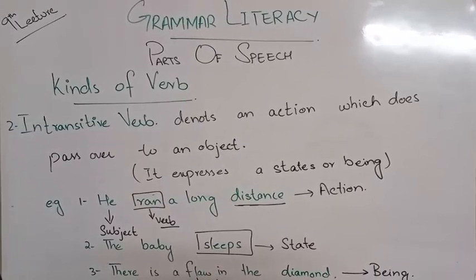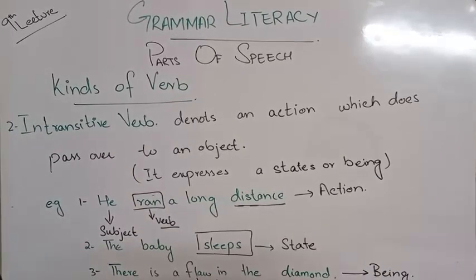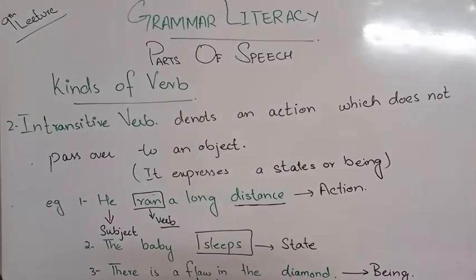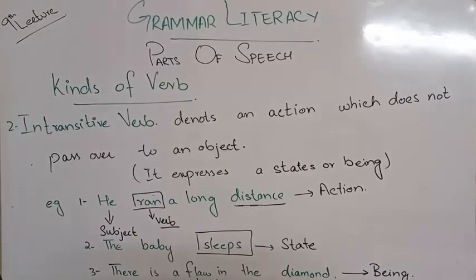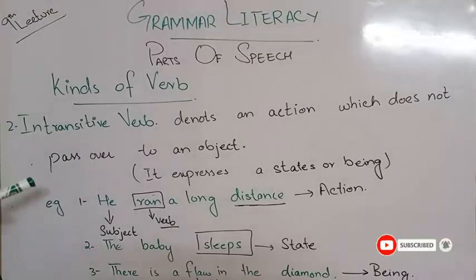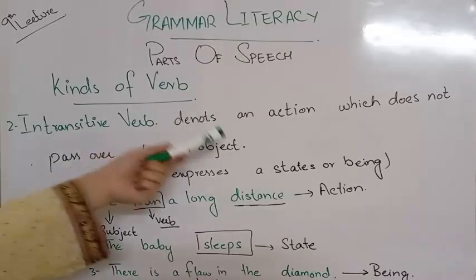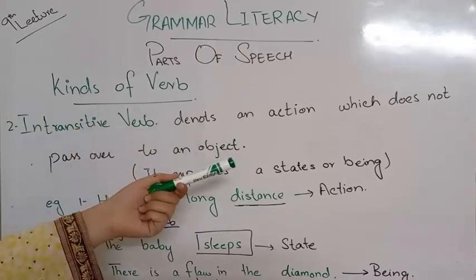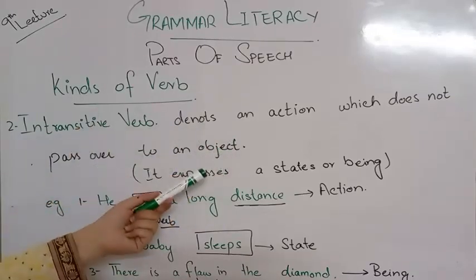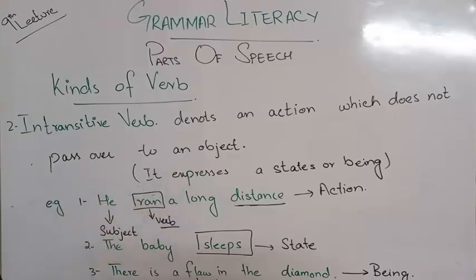Alright, the second kind of verb is the intransitive verb. It denotes an action which does not pass over to an object. One thing I want to tell you is that intransitive verbs are completely opposite to transitive ones. Transitive requires an object; they don't require an object. As the definition says, it denotes the action of any subject which does not pass over to any object. We do not have any object on which we are going to perform some action.